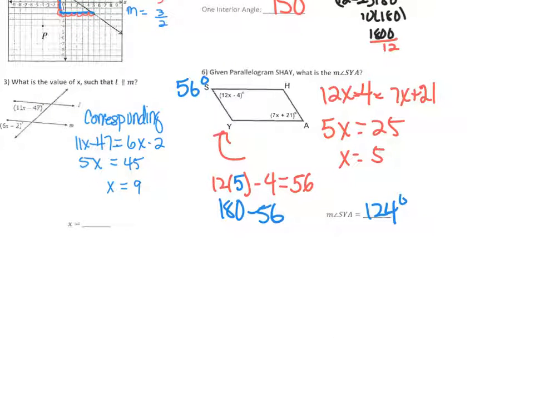Okay, so this particular one right here, we have opposite angles. It's a parallelogram. We set it equal, we get x is 5. We plug it back in to find out S. They want us to find angle SYA. So I'm really looking for angle Y. So I find out that this angle up here is 56. The one right next to it is supplementary, so it's 124.